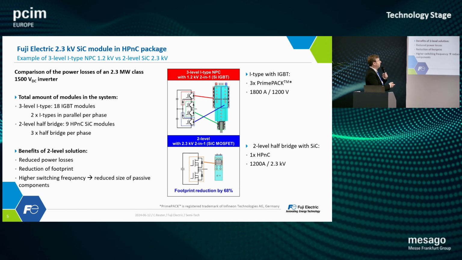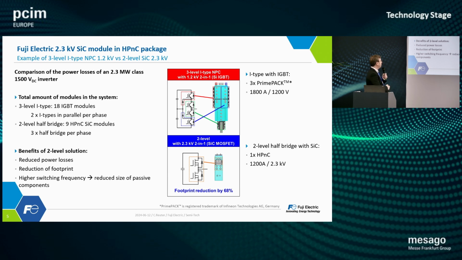So as you saw before, the circuit you see here was solved with 3 prime pack modules, 1,800 amp, 1,200 volt modules. So you need a lot of space. If you want to build a full application, you need 18 prime pack modules. Quite a lot, also quite expensive. And if you can reduce the same amount to a 2-level version, you get the same power. We did it with 2.3 megawatt. So it could be a big solar park, for example. And then you see that you only need 9 HPNC modules.